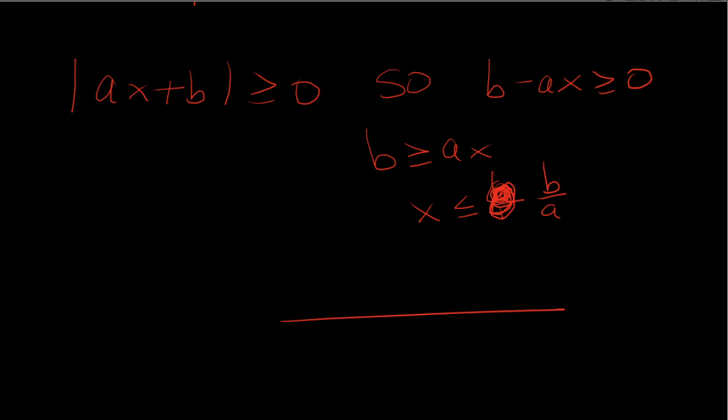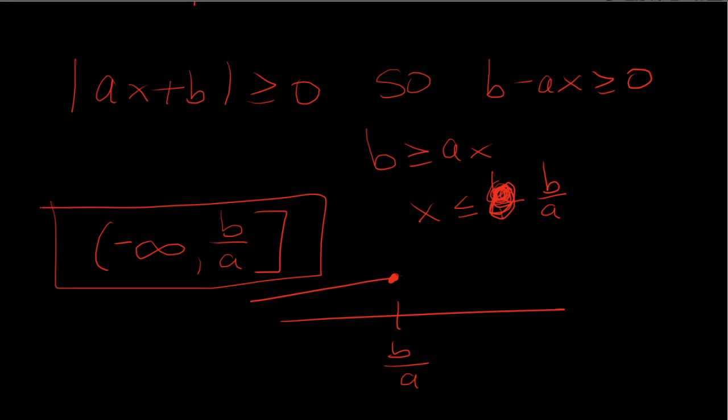If we have a number line, here's b over a, and you have to be less than or equal to that. So it's everything to the left. In interval notation, we have negative infinity up to b over a. And that's our answer.